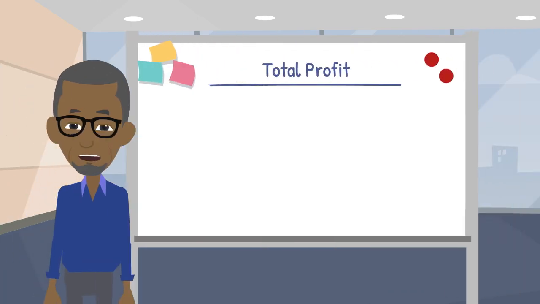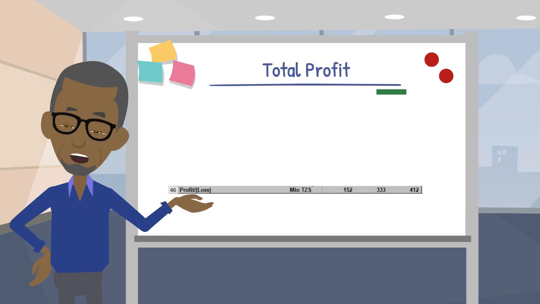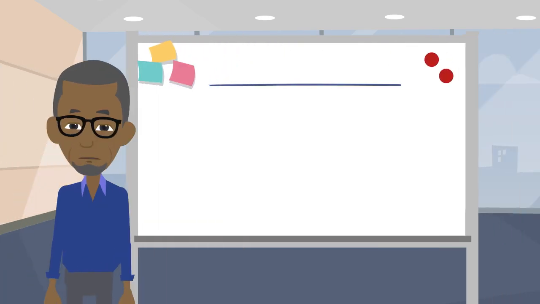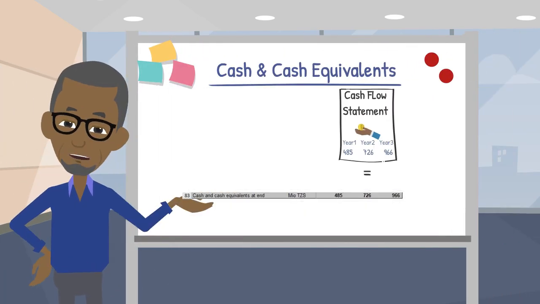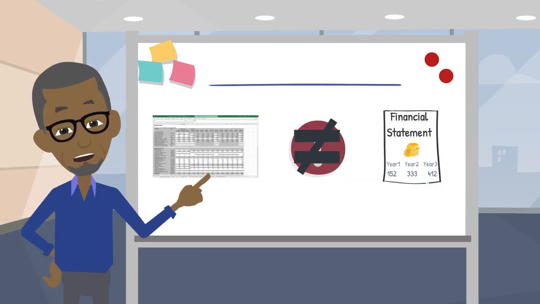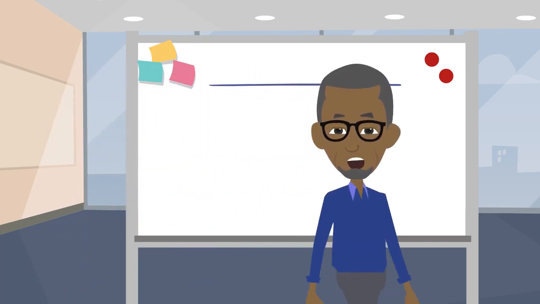You can double-check the veracity of your data by looking at your total profit and whether it is the same as in your financial statements. Furthermore, you can check your cash and cash equivalents against your cash flow statements. Always be alert when figures don't match your original statements or seem unrealistic. So, how do we actually analyze our data?